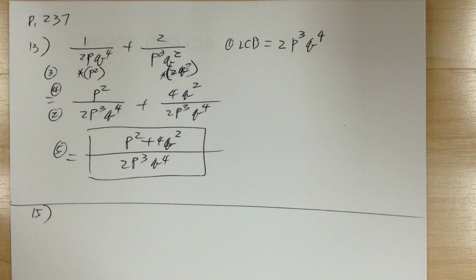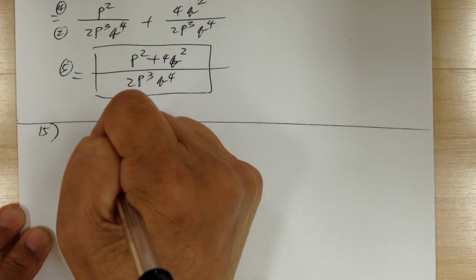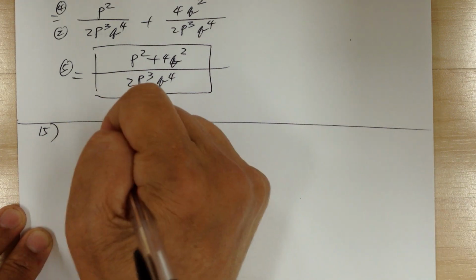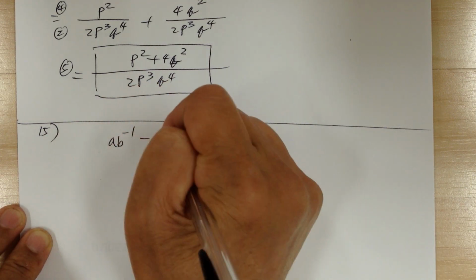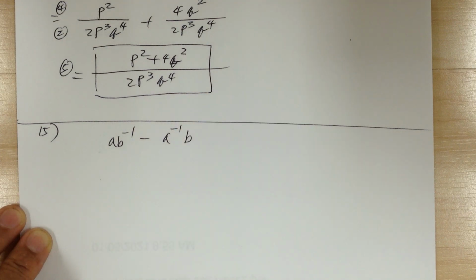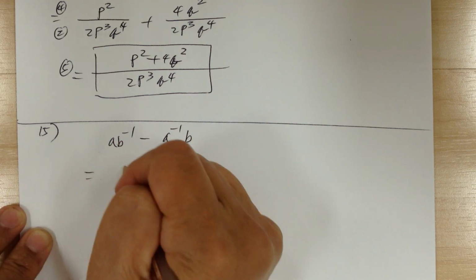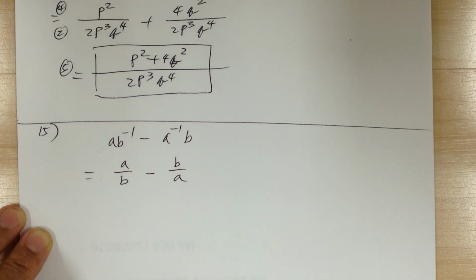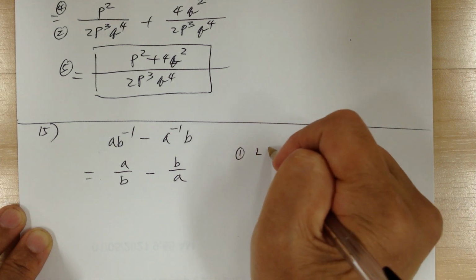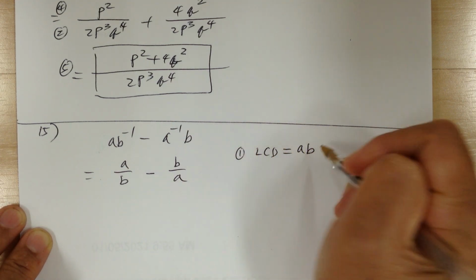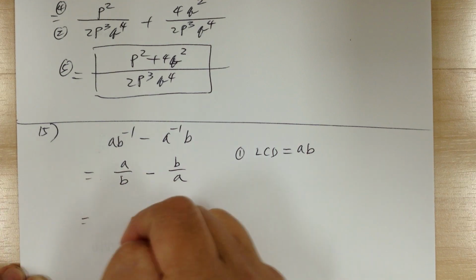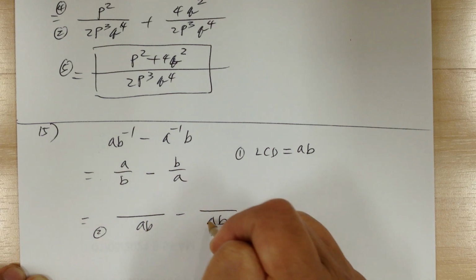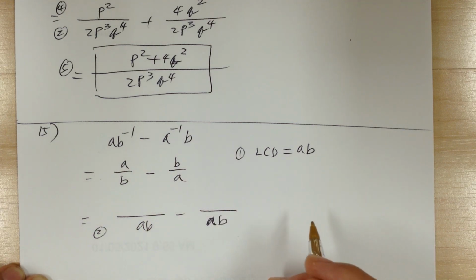Okay, number 15. You've got a b to the negative 1 minus a to the negative 1 b. So first, let's get rid of the negative exponent. So this is equal to a over b minus b over a. So step 1, your LCD is equal to AB. That's your LCD. So step 2, get your LCD ready. So AB, AB. So that's your step 2.